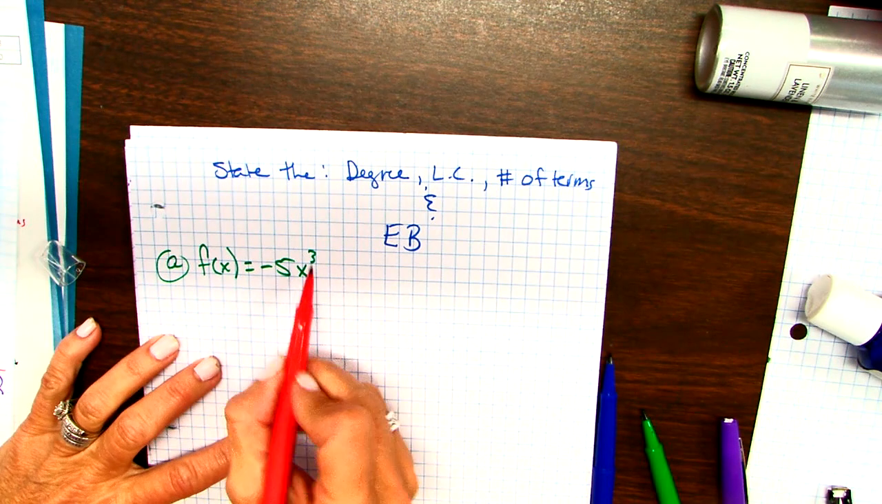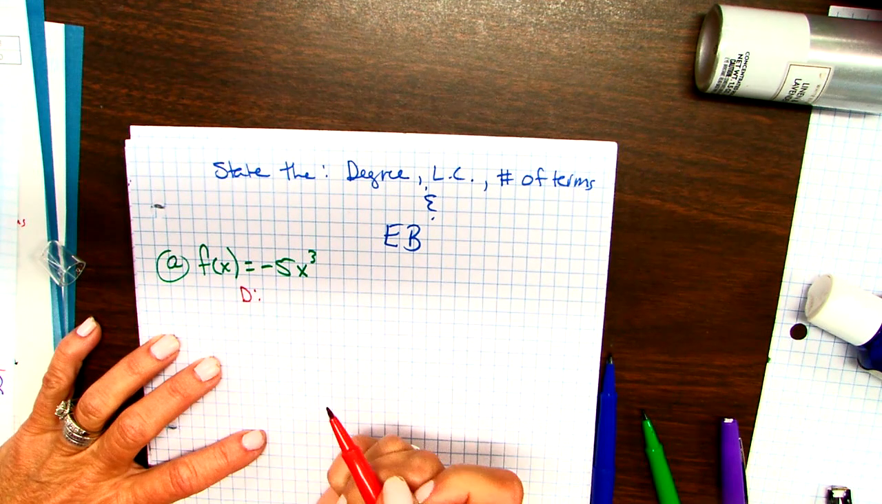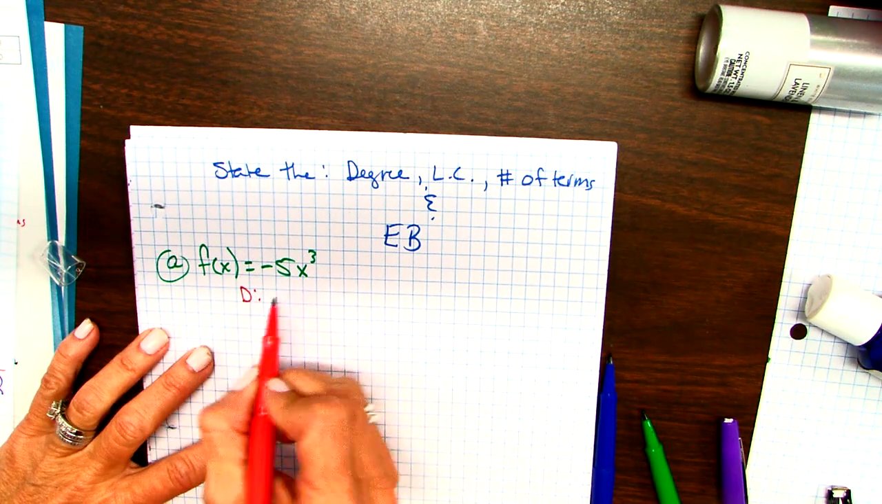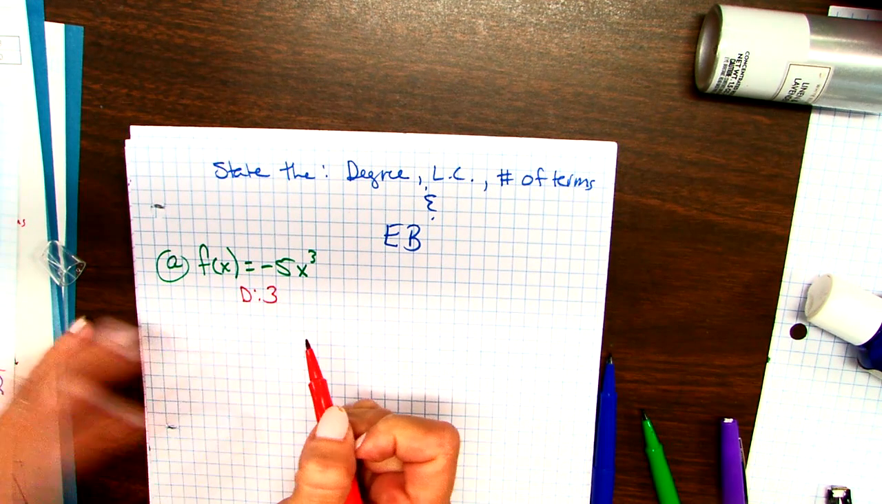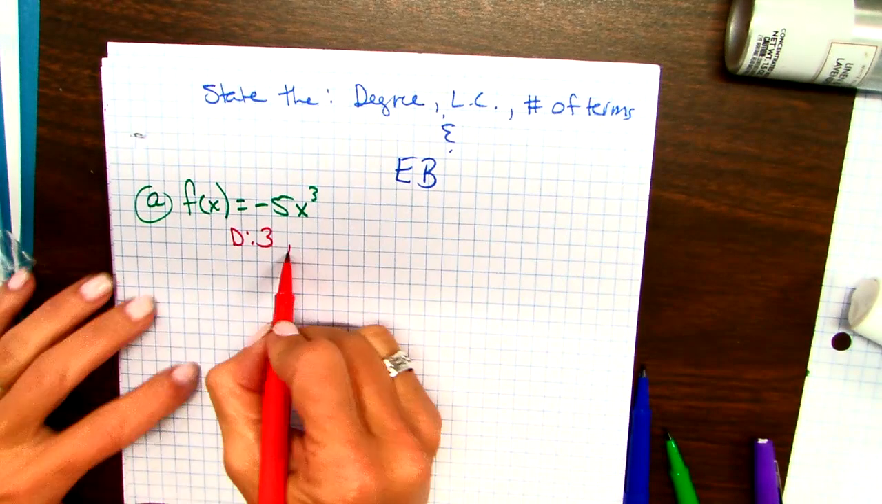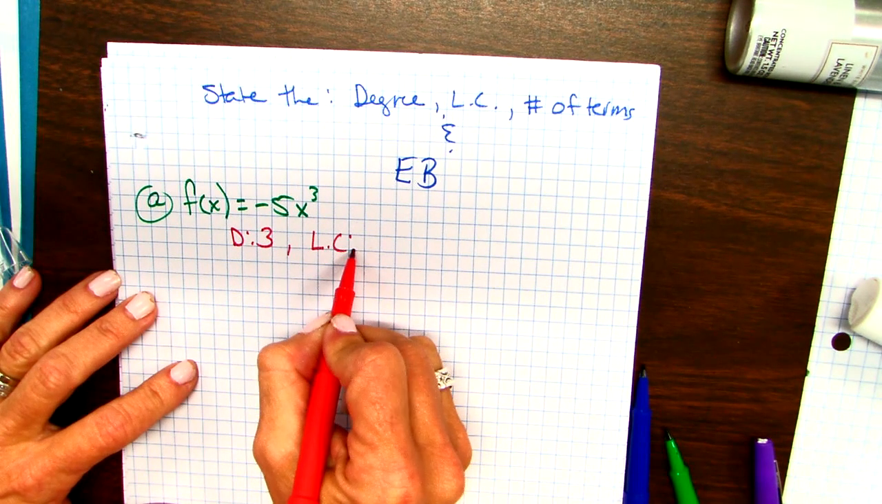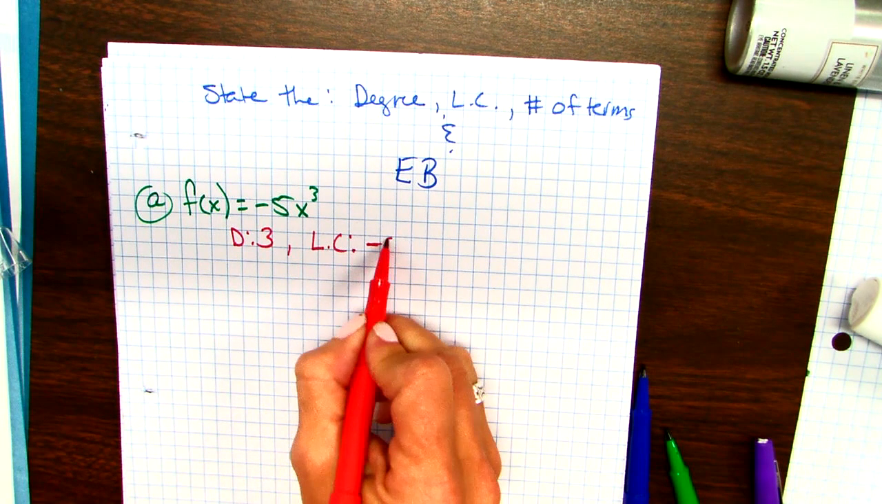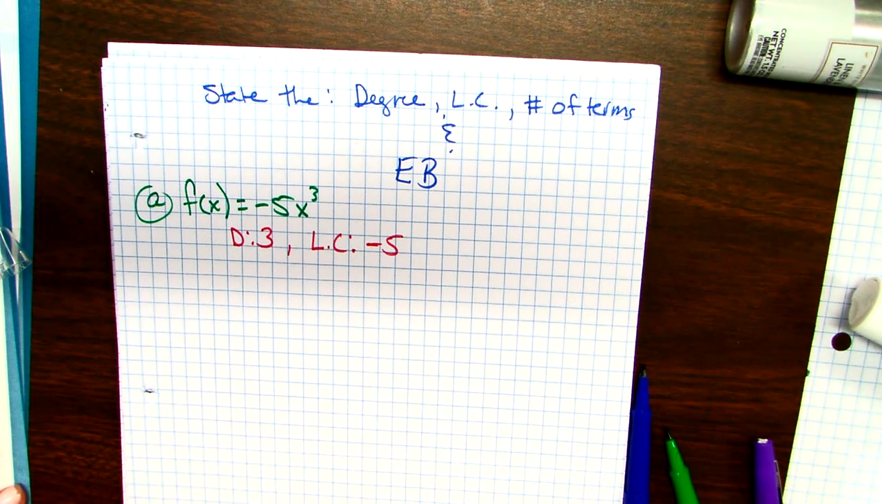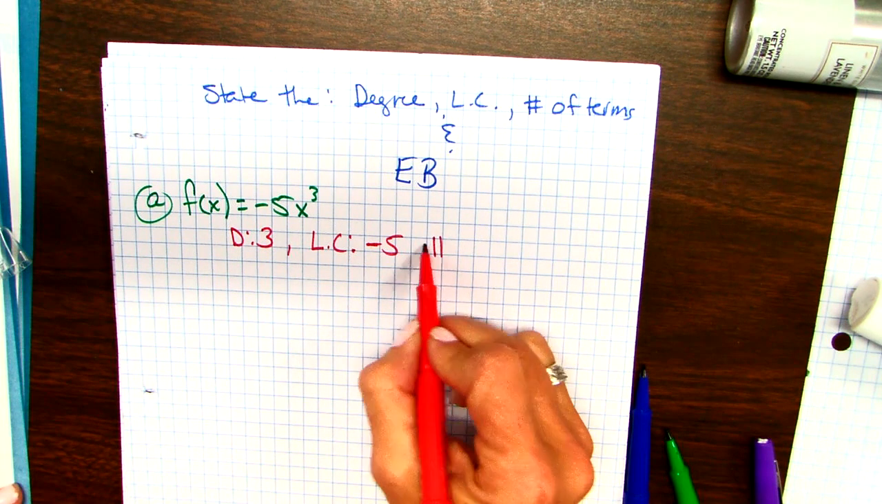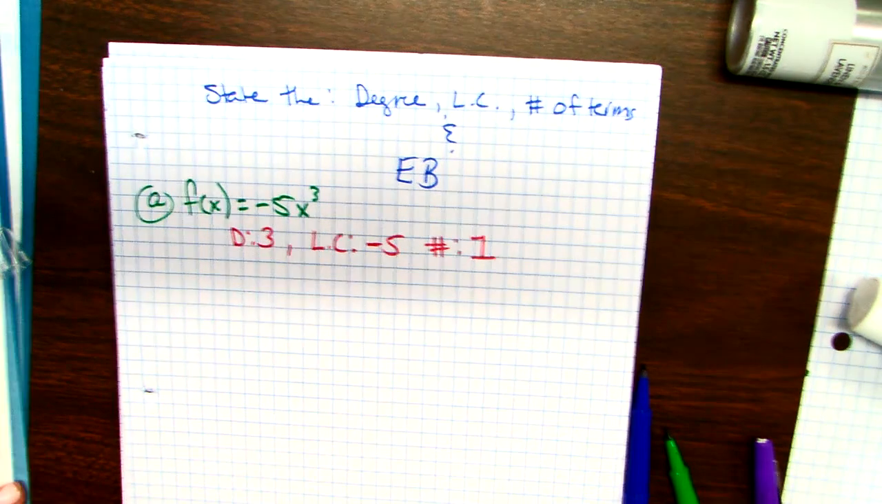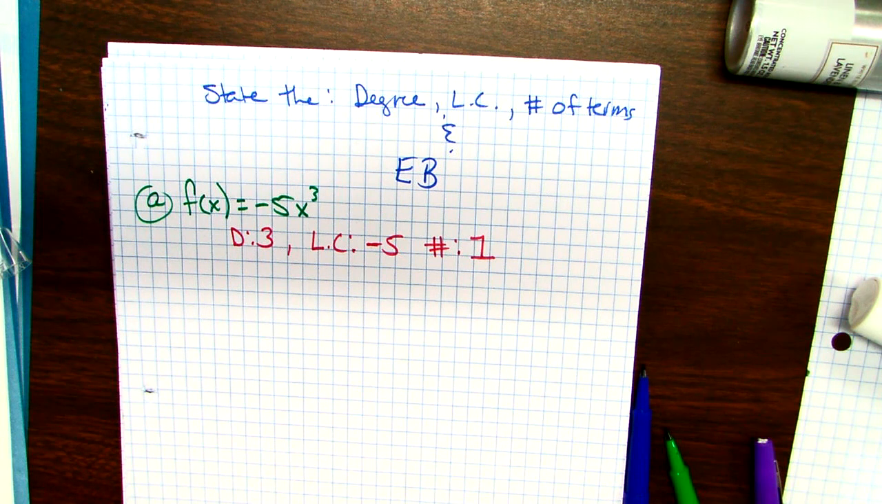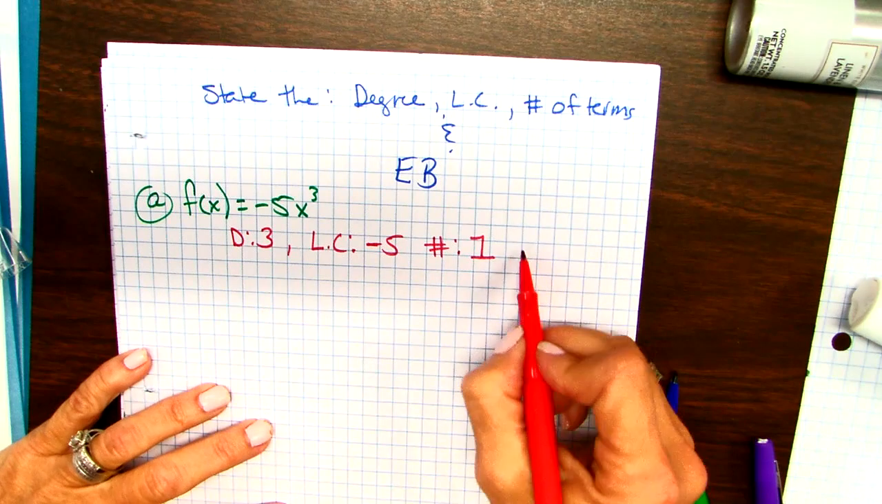Okay, so guys, what's the degree? Degree. 3, right? It's the only exponent. It's the biggest, but the only. What's our leading coefficient? 5 or negative 5? Does it matter? Yes! That 5 and that negative are together. You can't break them up, Dylan. Don't even try. And then number of terms? Just 1. Negative 5x to the third is all one term. All one. Okay? Now let's talk about the end behavior.